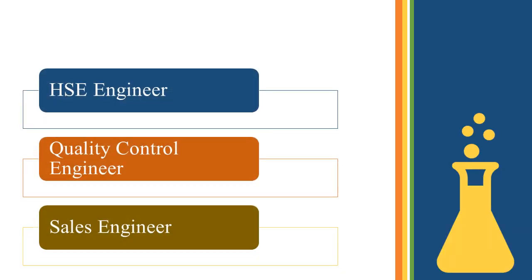And here are more roles of a chemical engineer. A chemical engineer works as an HSE engineer. HSE is an abbreviation for health, safety, and environment engineer. A chemical engineer also works as a quality control engineer. Basically, the major purpose of a quality control engineer is to ensure the quality of the product according to different standards and the client's needs. And a chemical engineer also works as a sales engineer, to sell the company's product to clients and also troubleshoot their problems.